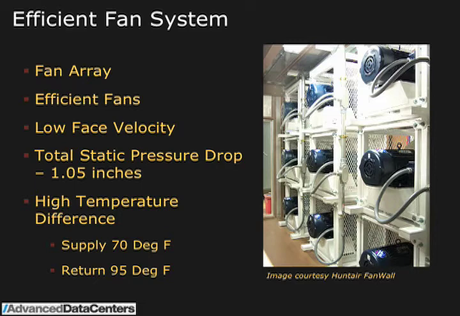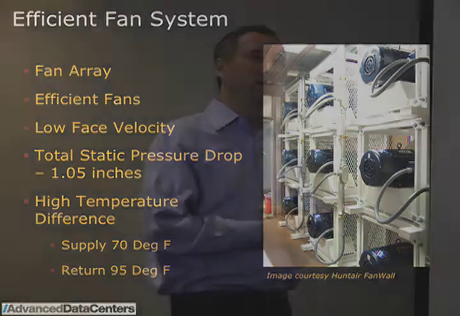To give you a sense, a CRAC unit or a CRAH unit is typically operating at 2 to 2.5 inches of static. So that directly relates to fan horsepower. And then we are counting on a relatively high temperature difference, 25 degrees. And the higher the temperature difference, the less air you need to move.